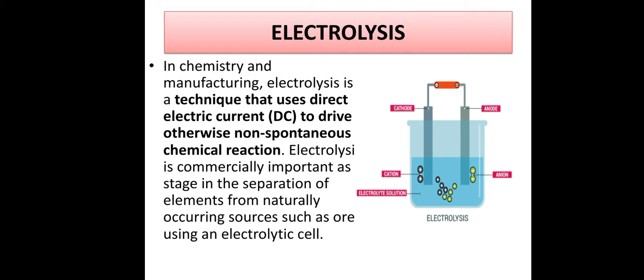See the diagram given in the slide. Anode is there, cathode is there. If you see, cations are moving toward the cathode, whereas anions are moving towards the anode. Since positively charged species are moving towards the cathode, we can say the cathode is the negatively charged electrode. And since negatively charged species are moving towards the anode, we can say it is the positively charged electrode.